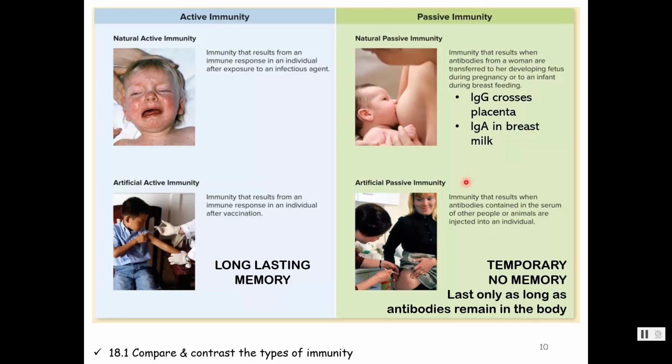So let's look at artificial passive immunity. This is immunity that results when antibodies contained in serum of other people or animals are injected into an individual. So this would be immunoglobulins like IgG. This could be used to treat unvaccinated people who have been recently exposed to certain diseases, hepatitis A, measles. If there is someone who is immunosuppressed and they've been exposed, they also might be given artificial passive immunity, so immunoglobulins. This is when we were talking about antibody therapy. This would be another example of that.